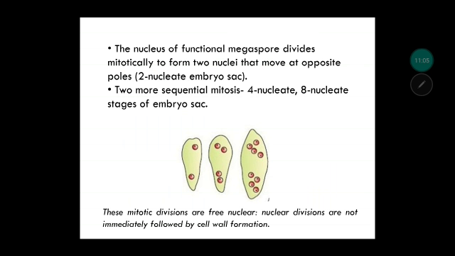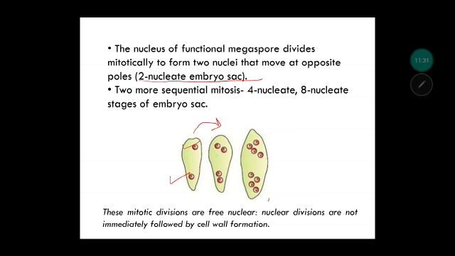Now let us see how the embryo sac is being formed. The nucleus of the functional megaspore will divide mitotically and form two nuclei, and these two nuclei will move to opposite poles, like this. This is called the two nucleate embryo sac. After this, two more mitoses will happen.